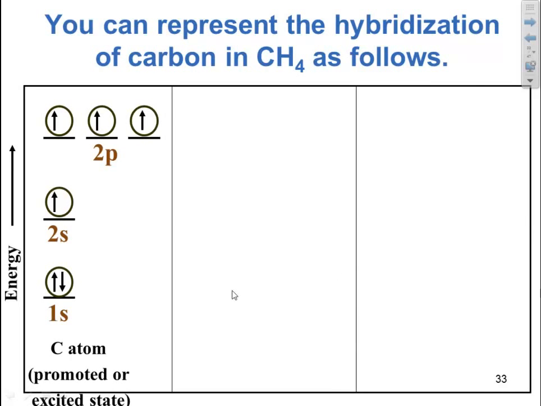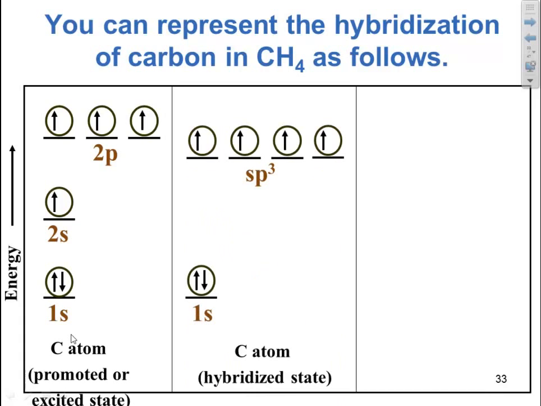You have your excited state. Remember, we took this one electron and promoted it up to the 2p level. Now the hybridization occurs. So basically these 2s and 2p's, those four orbitals, form four new orbitals, which we refer to as sp3, and now they're all suited for bonding.